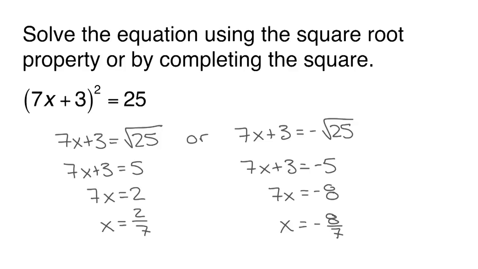We can check that both of these solutions do satisfy the given equation, and thus the solution set is the set containing negative 8/7 and 2/7.